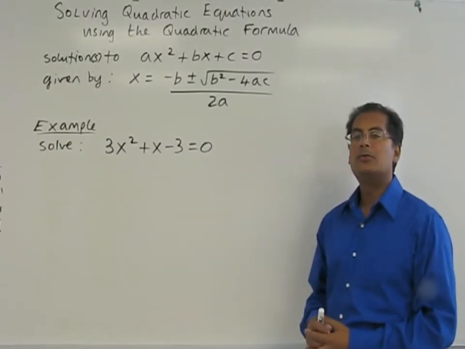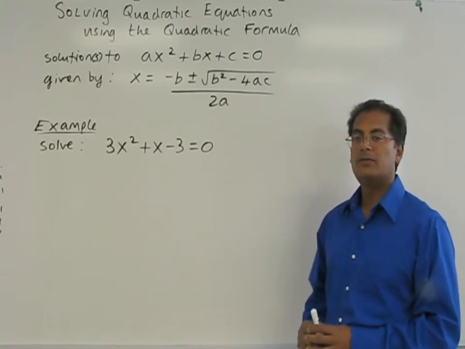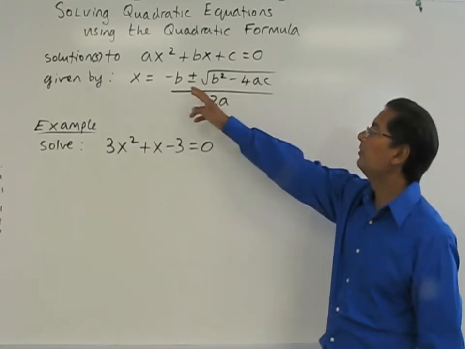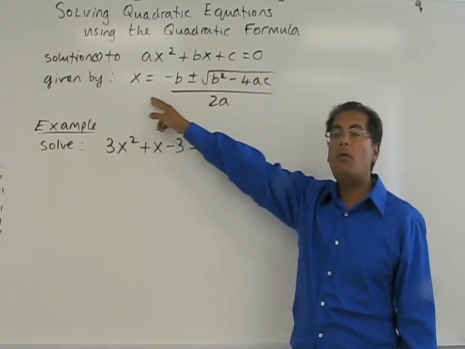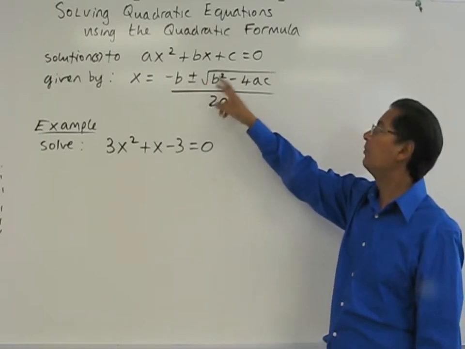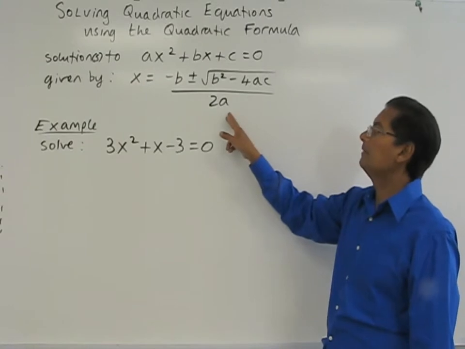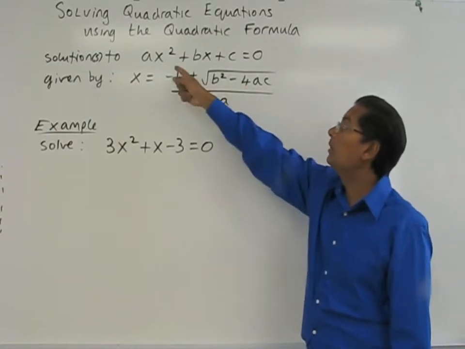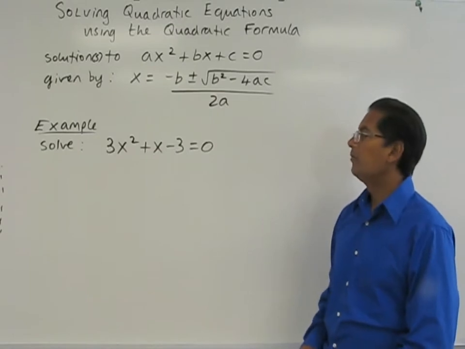We're going to look at how to apply this quadratic formula to solving quadratic equations. So remember, the solution to ax squared plus bx plus c equals 0 is given by the formula x equals negative b plus or minus the square root of b squared minus 4ac over 2a. Remember, a, b, and c are the coefficients on that quadratic equation. So here we have an example.